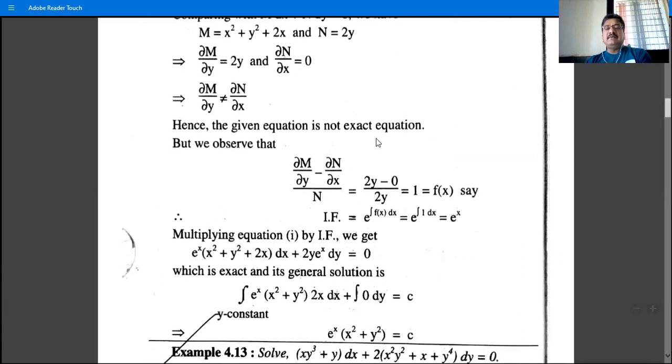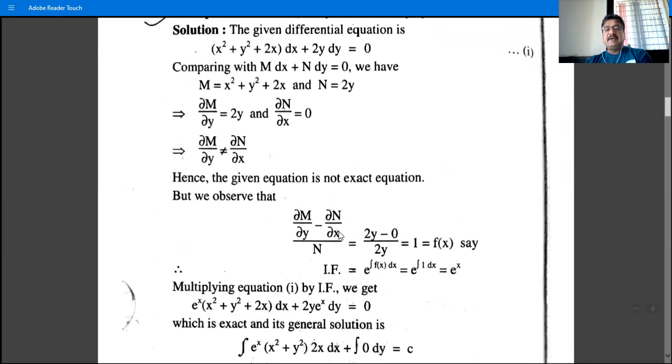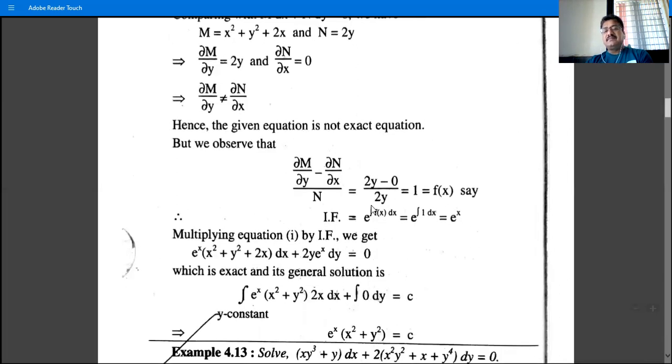And therefore the given equation is not exact, but we observe that dou M by dou y minus dou N by dou x divided by N. So what is dou M by dou y? It's 2y. Dou N by dou x is 0. Divided by 2y is 1. And it is a function of x alone, or a constant. And so the integrating factor is e raised to integration f(x) dx, that is e raised to integration 1 dx, that is e raised to x is the integrating factor.